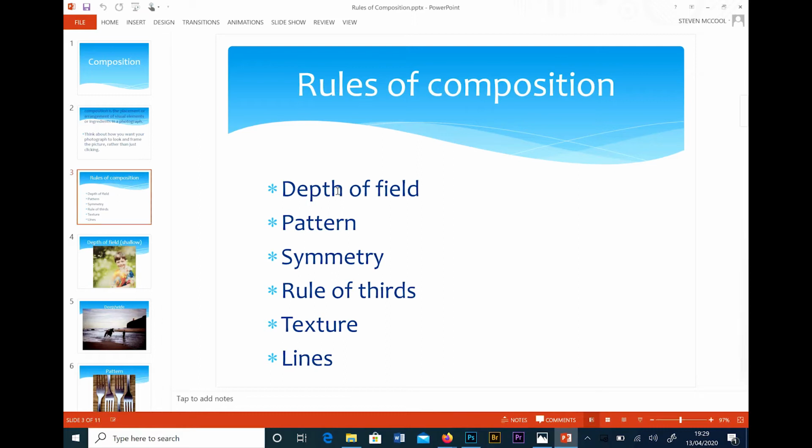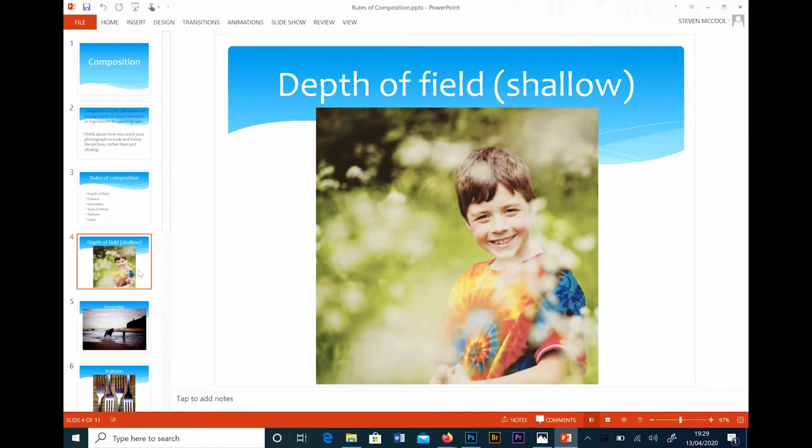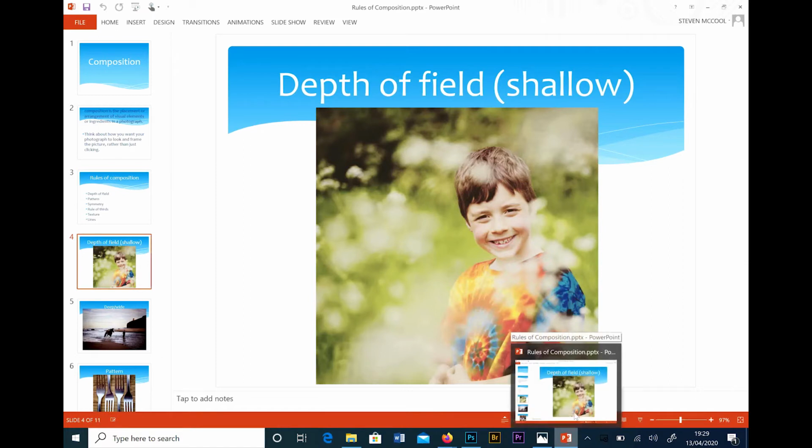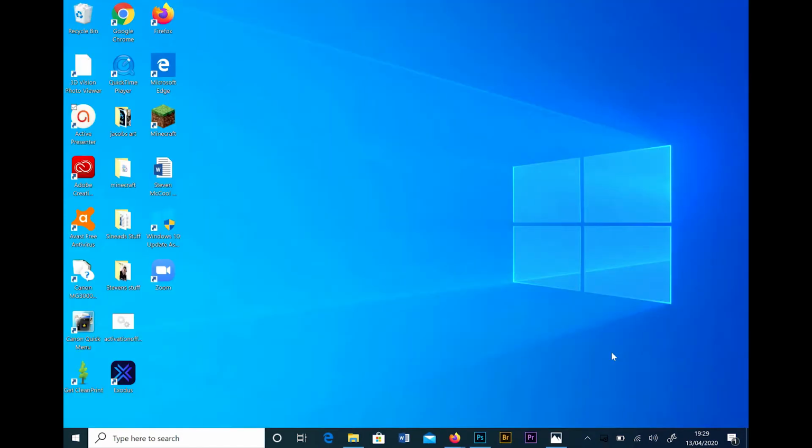Sometimes you might like to apply a couple of these rules of composition together. Like I like to apply depth of field and rule of thirds. Like for example, this one. That's probably my go-to. Now, I'm going to give you another example of composition that you can look at after you've perfected those.